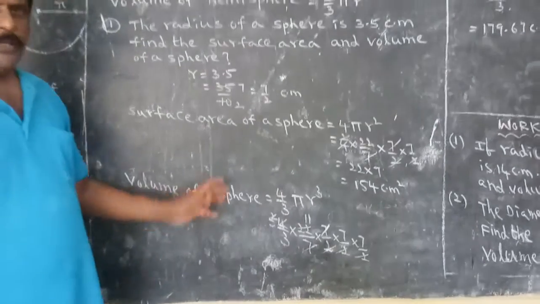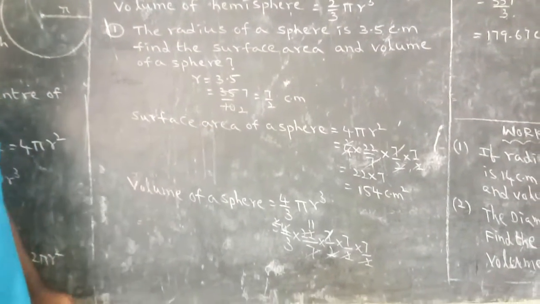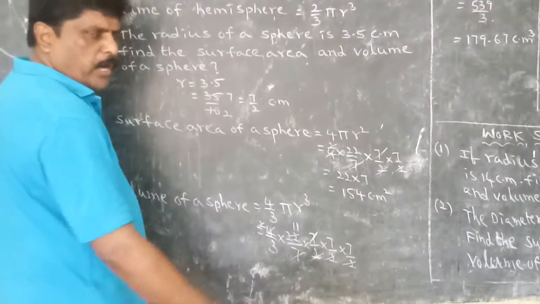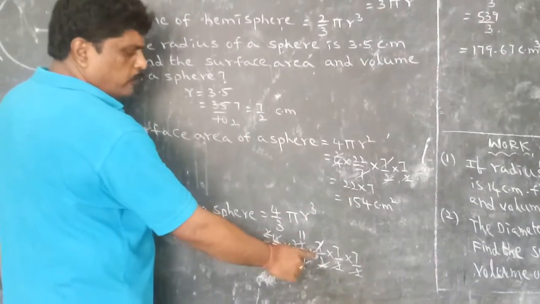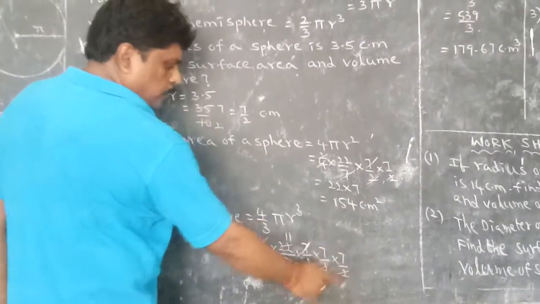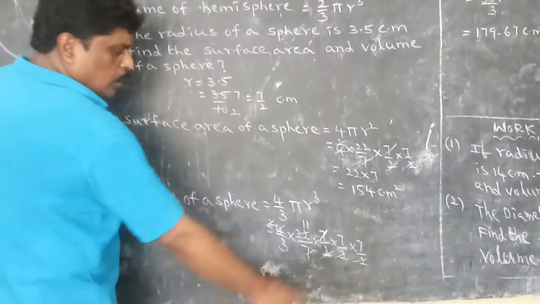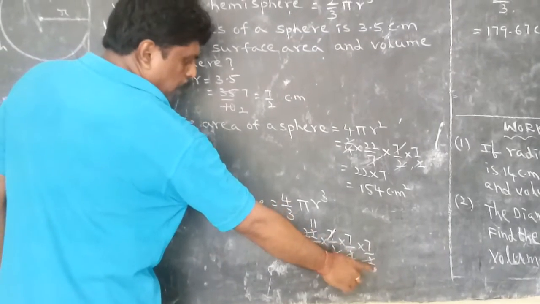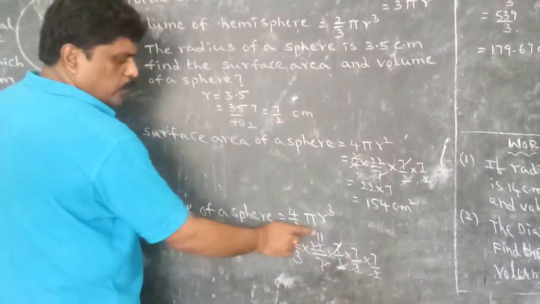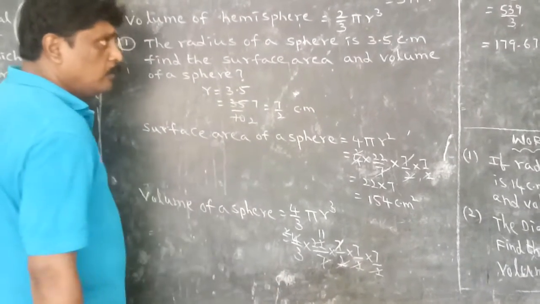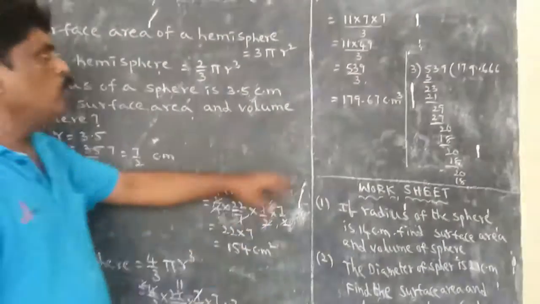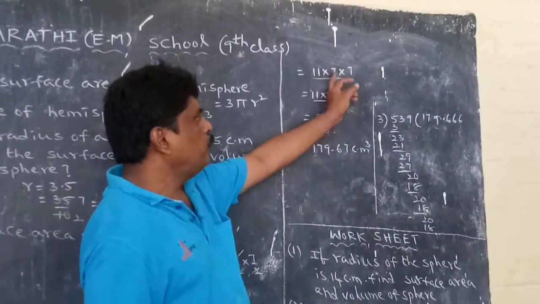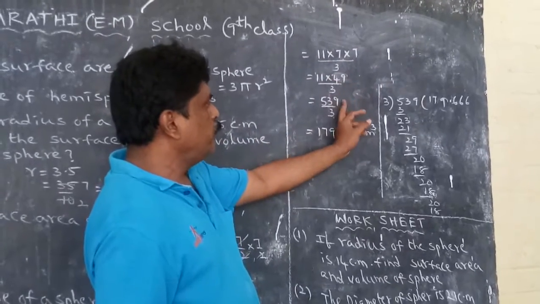Next, the volume of a sphere. What is the formula for the volume of a sphere? 4 by 3 pi r cube. So write it as 4 by 3 into pi, which is 22 by 7, and r cube, which means writing 7 by 2 three times: 7 by 2 into 7 by 2 into 7 by 2. Here 7 and 7 are cancelled. 2 is cancelled in 4 two times, and these 2s also cancel, and we have another 2. So 2 is cancelled in 22 as 11 times. The remaining in the numerator is 11 into 7 into 7, and in the denominator is 3. So 7 into 7 is 49, and 11 into 49 is 539 by 3.